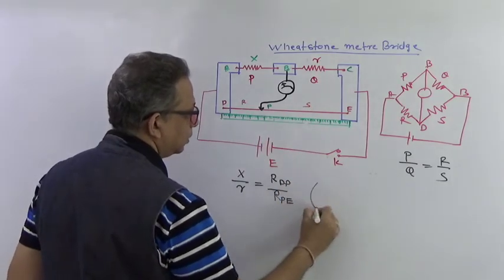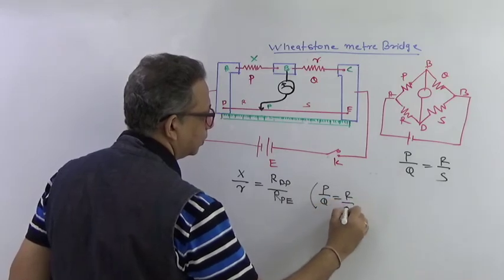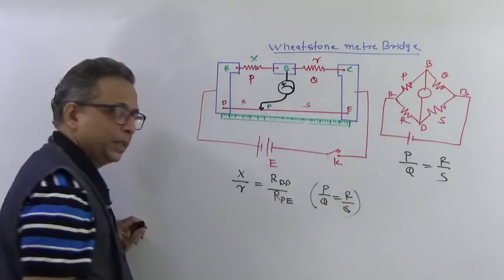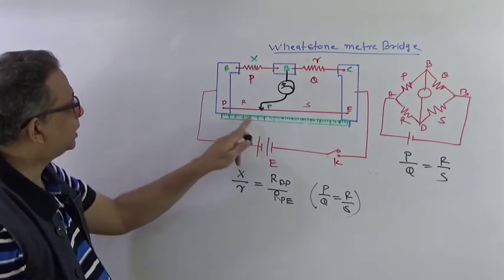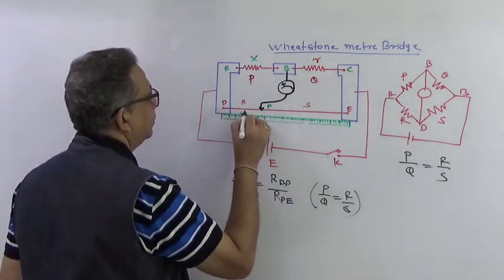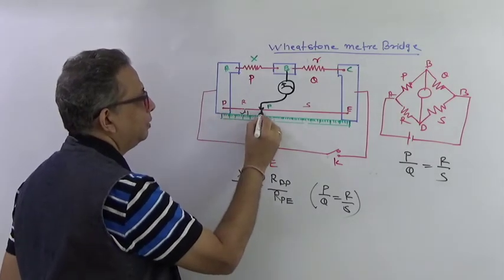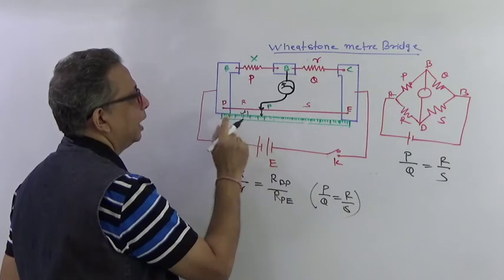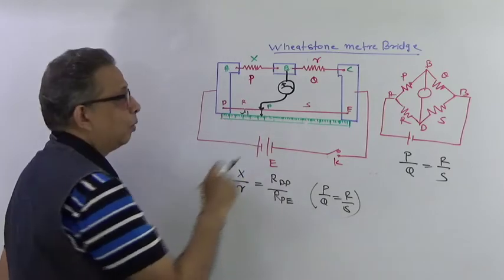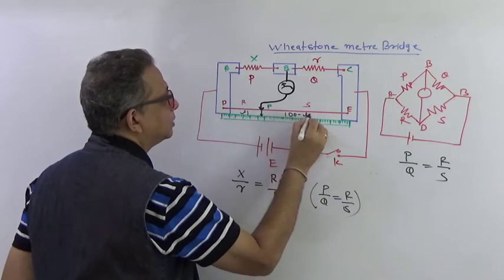So this is analogous again to this, that P upon Q is equal to R upon S. Is that clear? Now from this meter scale we have to measure this length. So this length here will be L1. This length from D to P that we measure on this meter scale, we get as L1. What will be the length PE? That will be 100 minus L1.